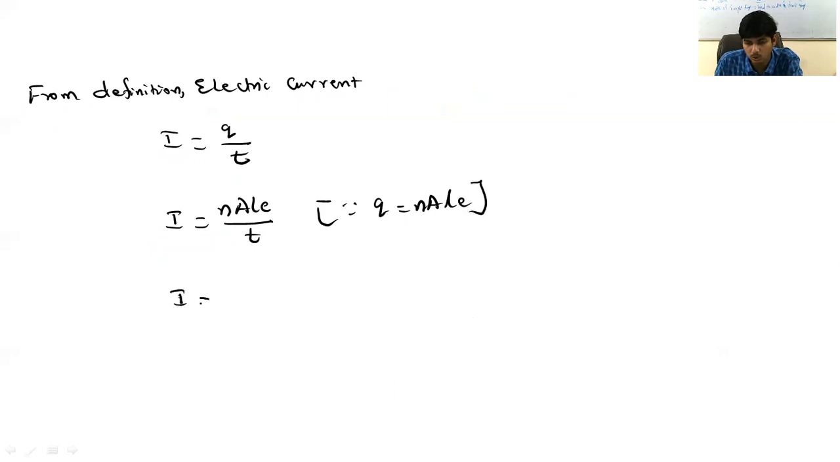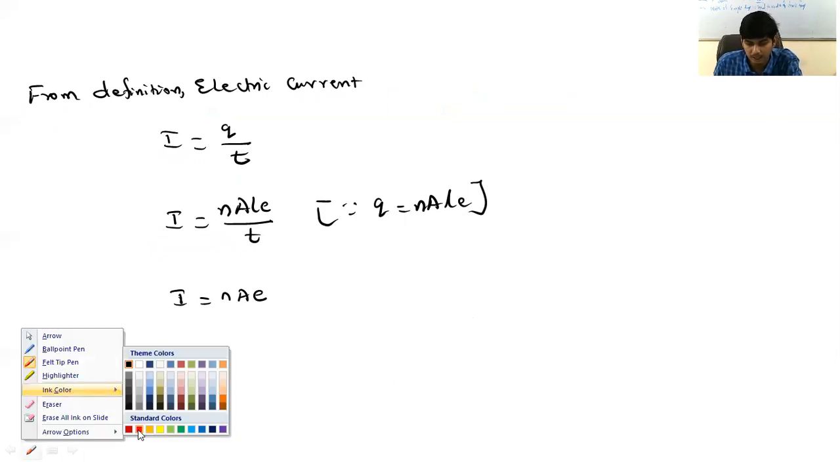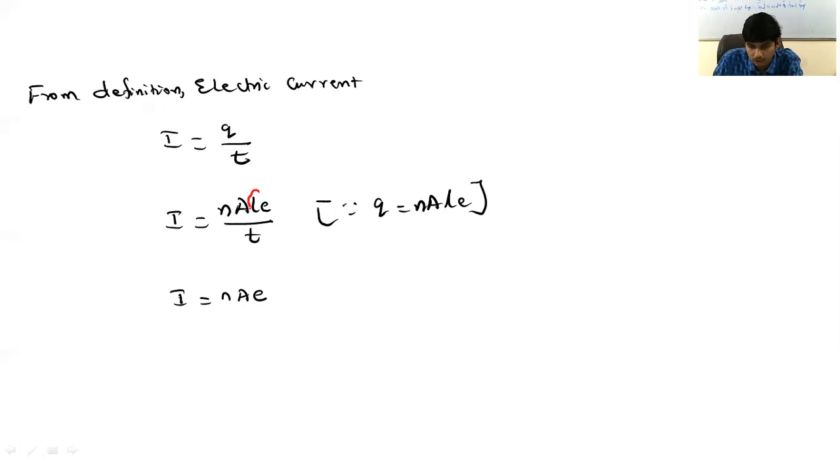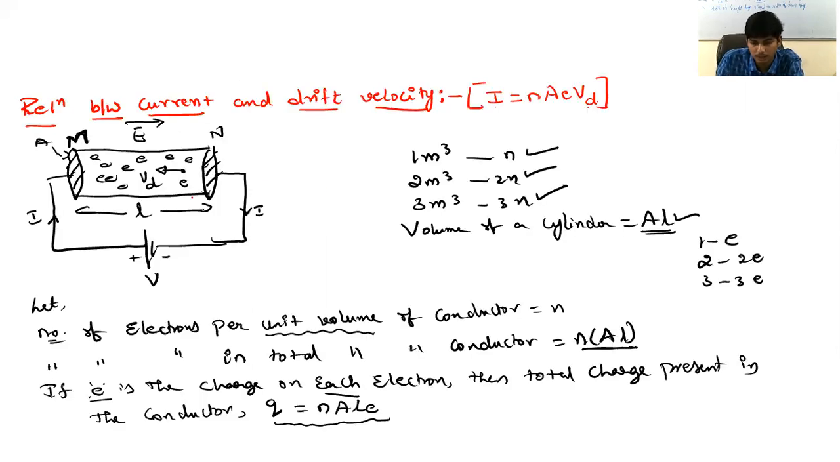I is equal to n A. I have written n as it is, A as it is, and small e as it is, the charge on each electron. I can write this quantity as L by T. L is the total length of the conductor, and T represents the time taken by the electron to move from one end of the conductor to the other end.